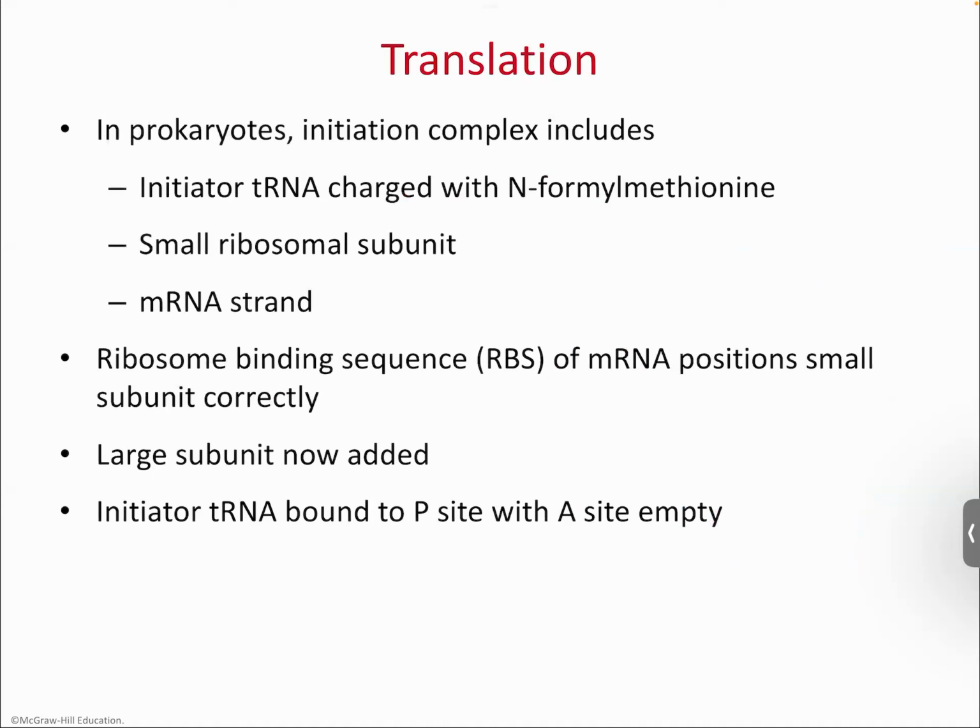Okay, let's go ahead and take a look then at translation in prokaryotes. So what do we need in order to initiate? Now, the first thing, obviously, because we have this three-step mechanism, right? Initiation, elongation, termination. So what do we need in prokaryotes to essentially create an initiation complex? Well, you need three things. First of all, you need an initiator tRNA, right? What does that mean? This is the first one in line.